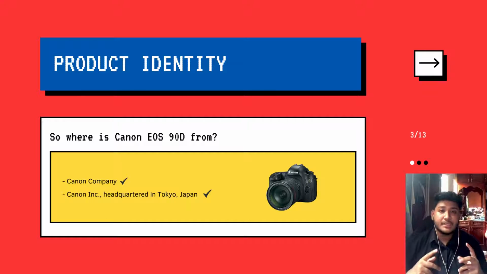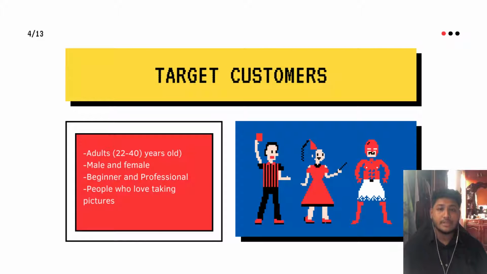So today, the product that we will be presenting to you is the Canon EOS 90D, based in Tokyo, Japan, and made by the Canon Incorporated headquarters. Let's go through the target customer.